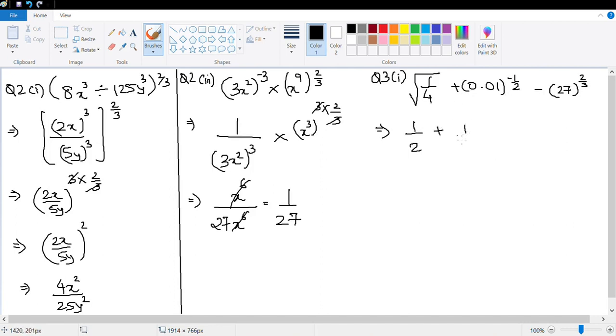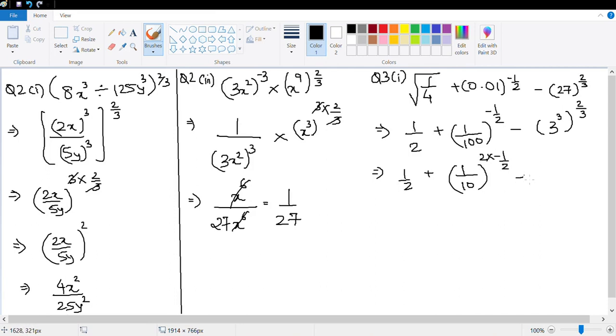0.01 can be written as 1 upon 100. Yes, it can be written as (1 upon 100) raised to the power negative half minus 27 can be written as 3 to the power 3. 3 into 3 is 9, 9 into 3 is 27. (3 cubed) raised to the power 2 upon 3. So let's see what can be done. So this is half plus, this can be written as (1 upon 10) whole square raised to the power negative half. Perfect. Minus 3 to the power 3 into 2 by 3.